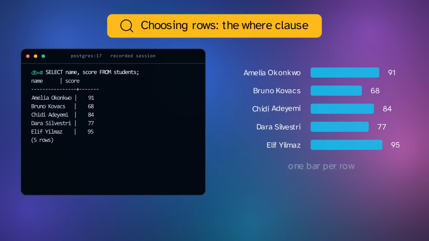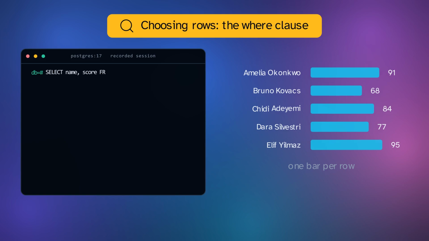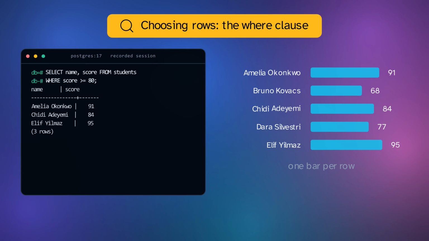Which brings us to rows and to the sieve. To choose rows, you add a where clause. Here is the same query with 1 extra line, where score is greater than or equal to 80. Stop the video for a second if you need to and answer this. Look at the bars. How many students score 80 or more? 3 of them. And 3 rows come back.